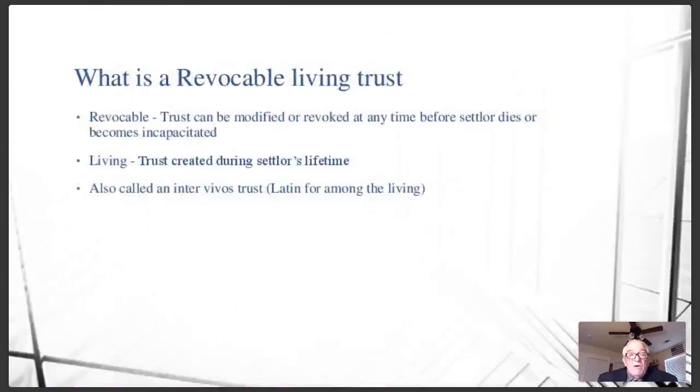So what is a revocable living trust? Well, as the name implies, it's revocable. The trust can be modified or revoked at any time before the settlor, and I'll define that term in a minute, dies or becomes incapacitated. It's living in that it's created during the settlor's lifetime, and you'll also hear it referred to as an inter vivos trust.